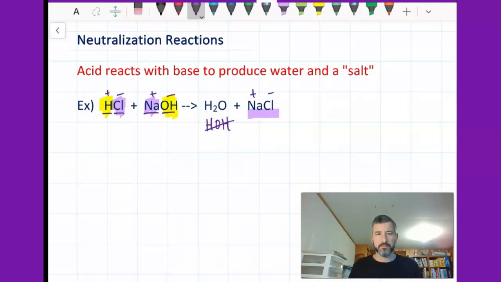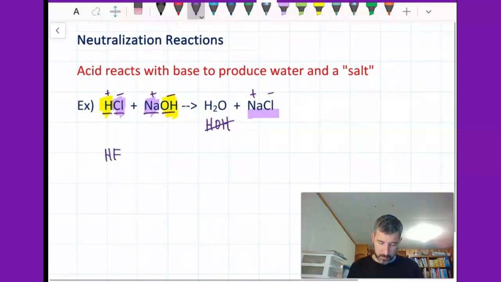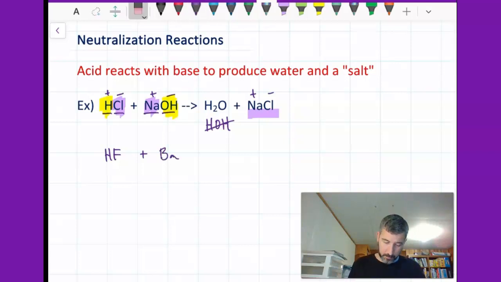So let's try this where it's maybe not quite a 1-to-1 ratio. Let's try HF plus Ba(OH)2, all right? And let's think about what that's going to make.